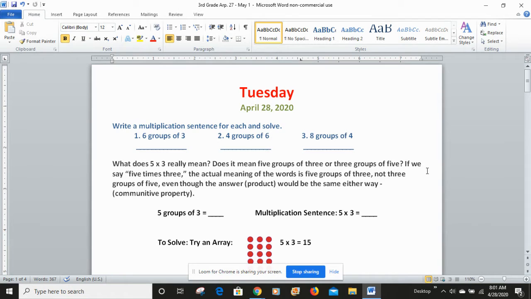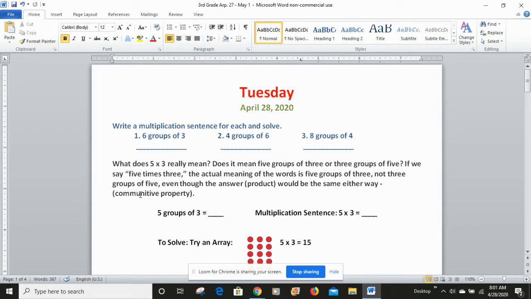How about if I add the multiplication sentence of 5 times 3? What does 5 times 3 really mean? Does it mean 5 groups of 3 or 3 groups of 5? If we say 5 times 3, the actual meaning of the words is 5 groups of 3, not 3 groups of 5, even though the answer or the product in a multiplication equation would be the same either way, and that's from the commutative property.